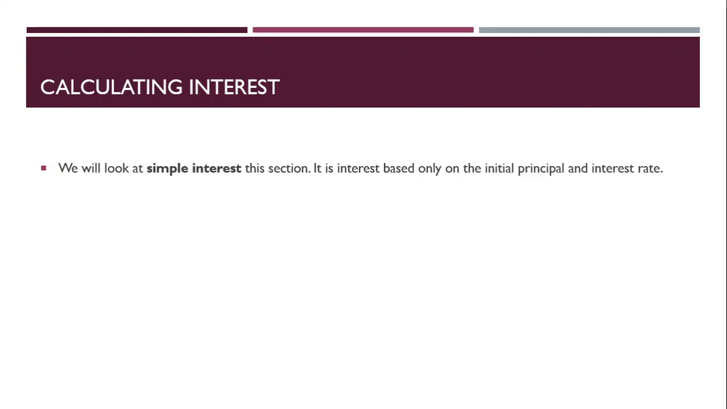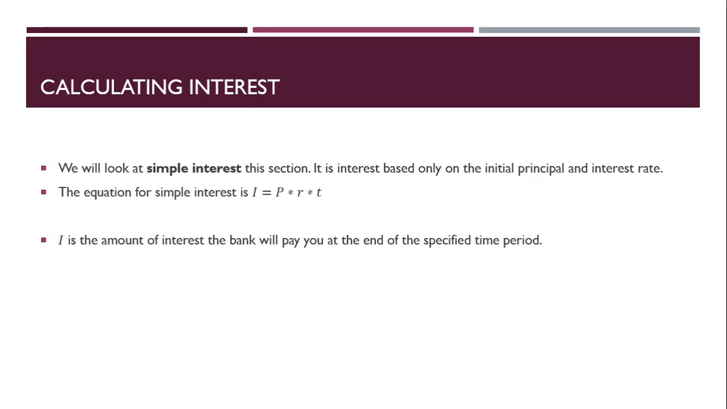So we don't take anything else into account, just how much money we've put in, the interest rate, and then obviously how much time we're going to have it in the bank. The equation is pretty simple. It's simple interest. So our interest, the amount of money that we're getting, is equal to P times R times T.